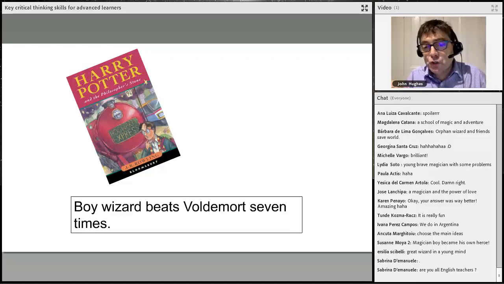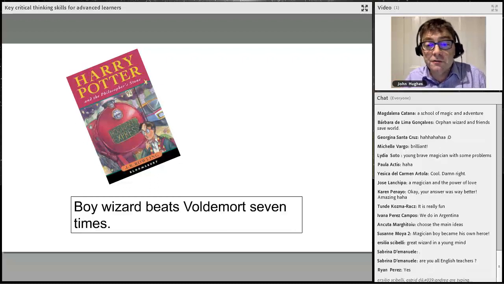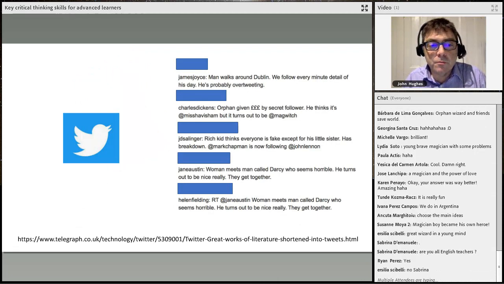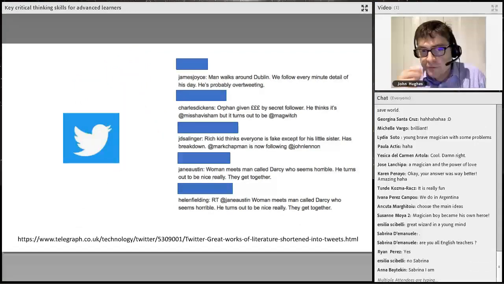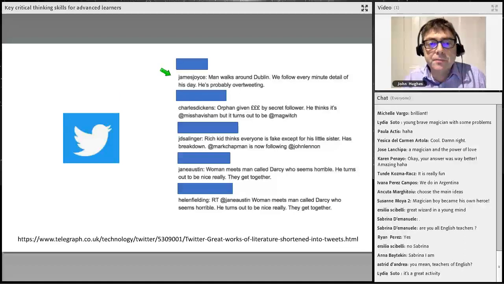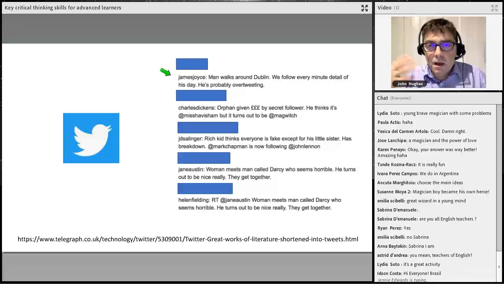So you could do the same exercise based around the idea of Twitter. I thought I'll show you how this works. This comes from the Telegraph, you can look at the link, but it's taking great works of literature and shortening them into tweets. So for example, somebody on Twitter might summarize the story, and you could ask students to do the same thing.